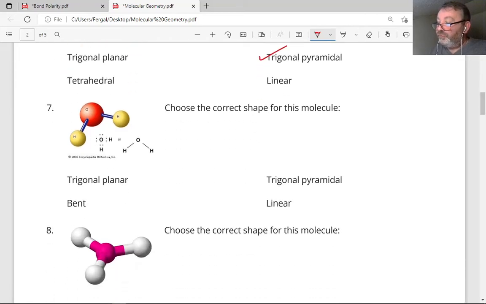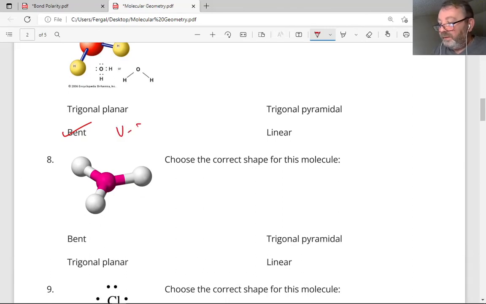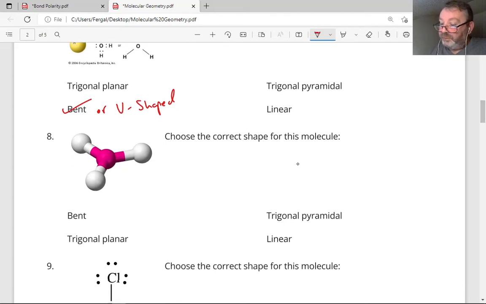Number 7, choose the correct shape for this molecule. Now again, look, there's lone pairs. And lone pairs will always bend the molecule out of shape. So the one there that seems to be the best is bent, which we would call V-shaped, by the way. Yeah, bent or V-shaped. It's perfectly fine. Next one, choose the correct shape for this molecule. Well, flat, triangle. And a flat triangle is a trigonal planar molecule.